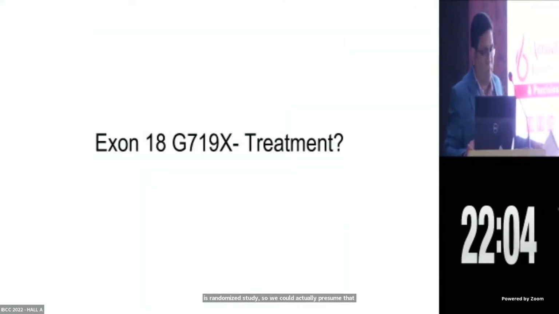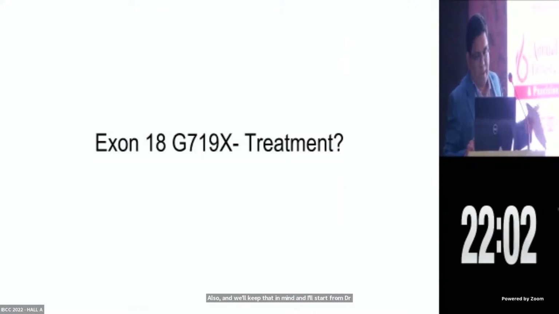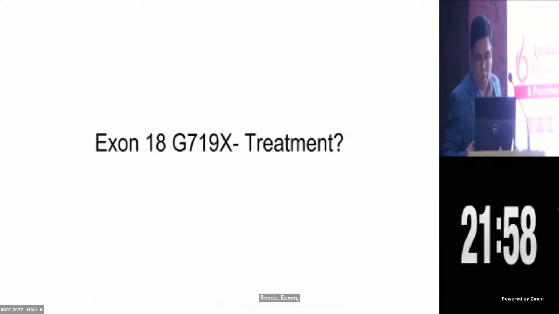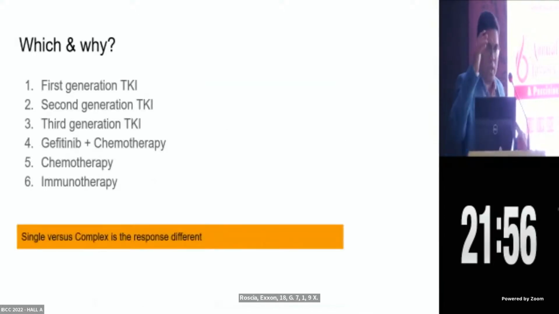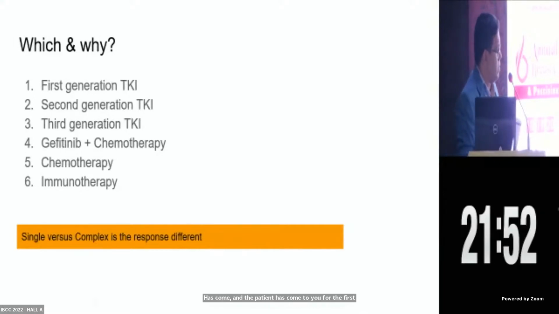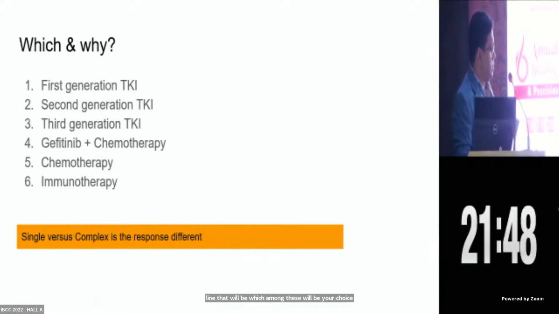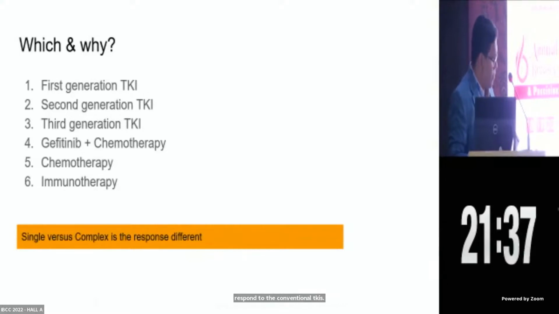And I'll start from Dr. Joshi here. Exon 18 G719X has come, and the patient has come to you for first line therapy. Which among these would be your choice and why? This is again one uncommon mutation, notorious not to respond to the conventional TKIs. So typically I would go with chemotherapy plus gefitinib. So you want to go with chemotherapy plus gefitinib.